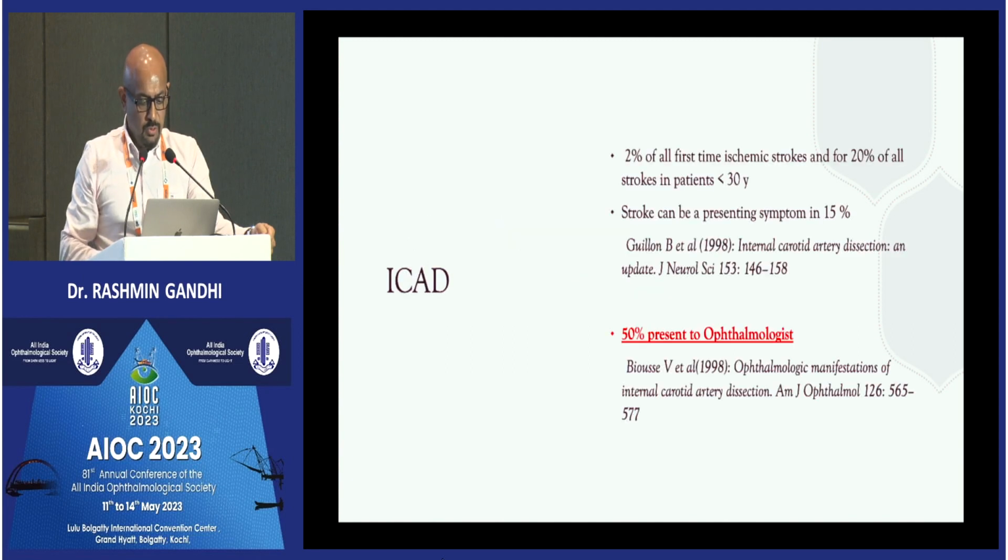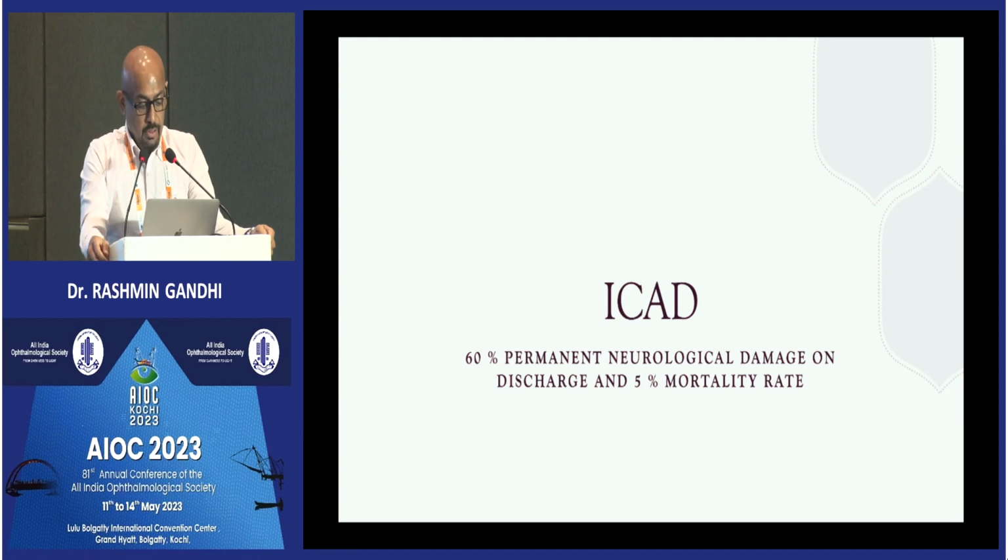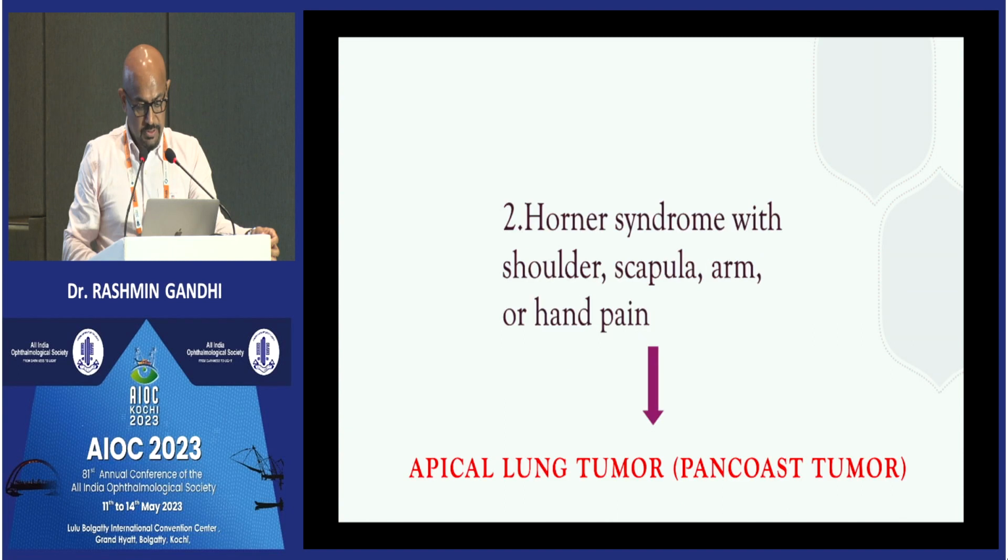Now, why is that important to us? In the series which came out from Atlanta, 50% of the patients who had carotid artery dissection actually presented to us first. And why is that important? 60% of these patients have permanent neurological damage and a 5% mortality rate. So a patient who came to us with complaints of headache or neck pain may be harboring a problem which can be fatal. And that's the reason why it matters, as 50% of them actually present to us first.